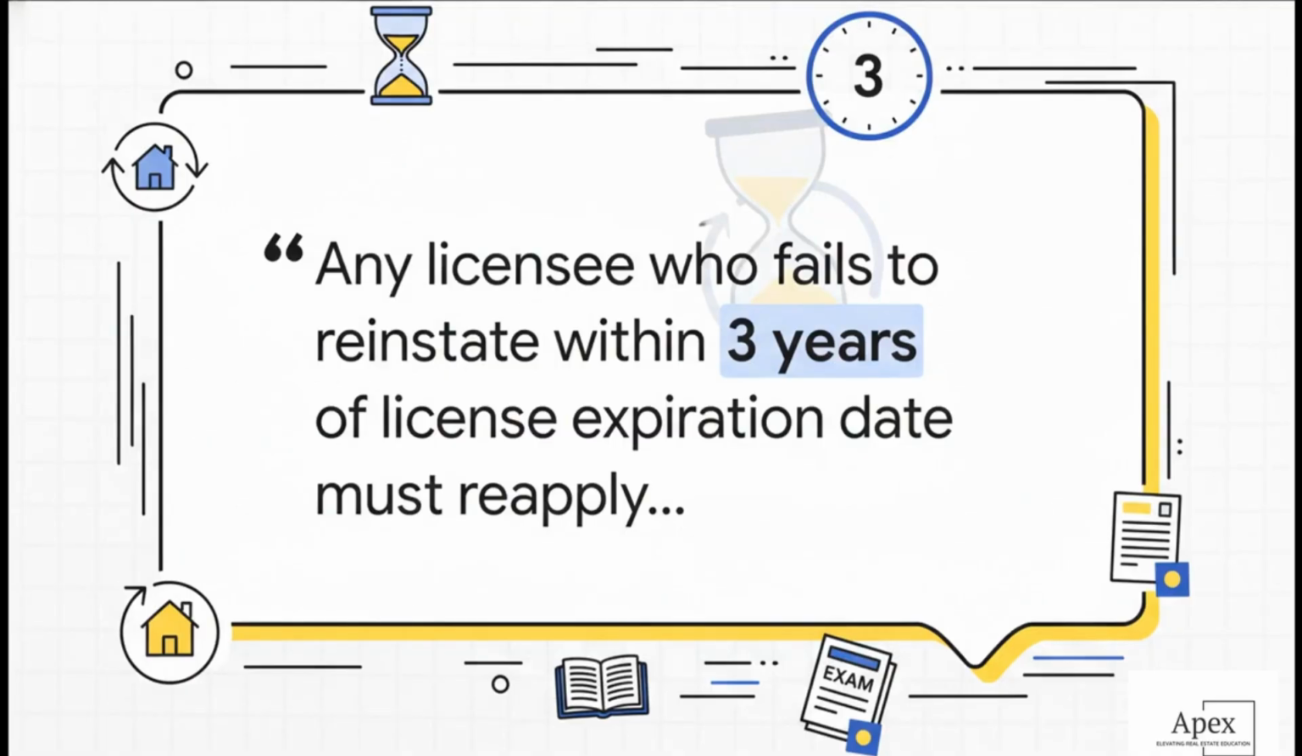And you do not want to find out what happens if you miss this. The DRE rules are crystal clear. If you let those 3 years pass, reinstatement is no longer an option. You have to start from square one. And that means reapplying, requalifying, and yes, retaking the entire exam all over again.